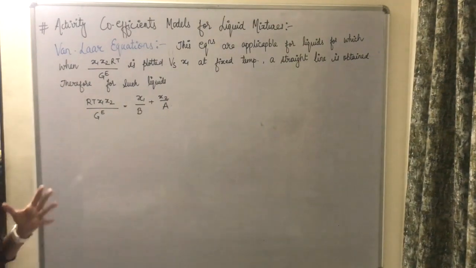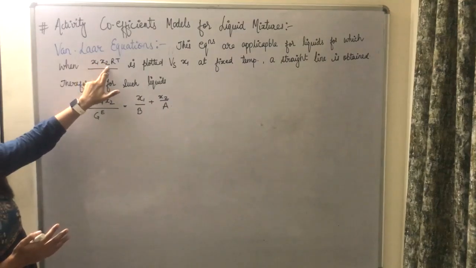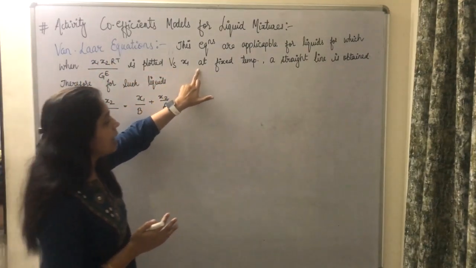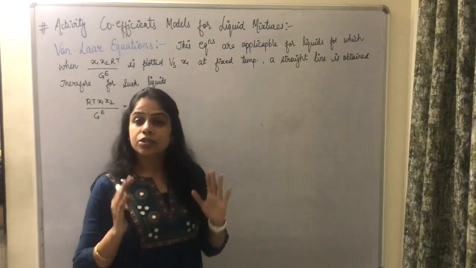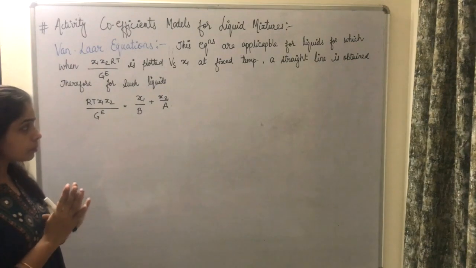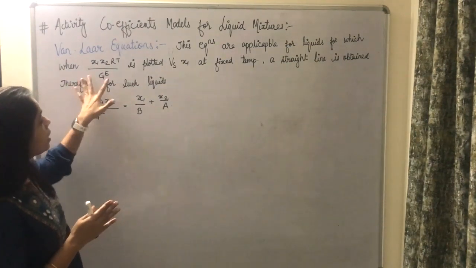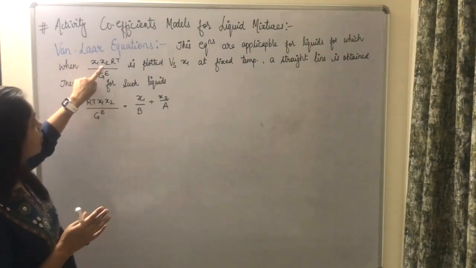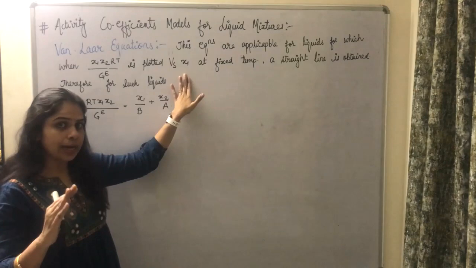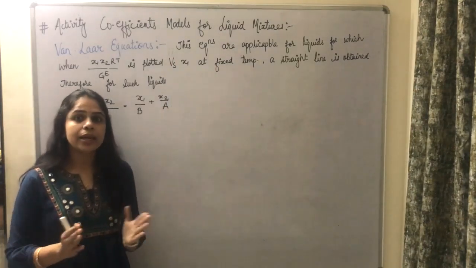This equation is applicable for liquids for which, when x1 x2 RT upon GE is plotted versus x1 at fixed temperature, a straight line is obtained. Similar to the previous one, the 2 parameter 3 suffix Margules equation. Here also, when we plot the graph between x1 x2 RT upon GE versus x1, we should get a straight line, right?